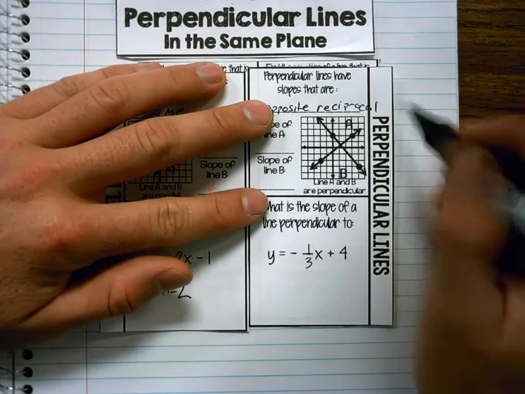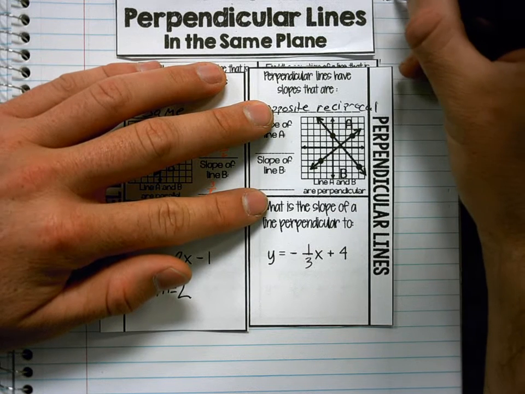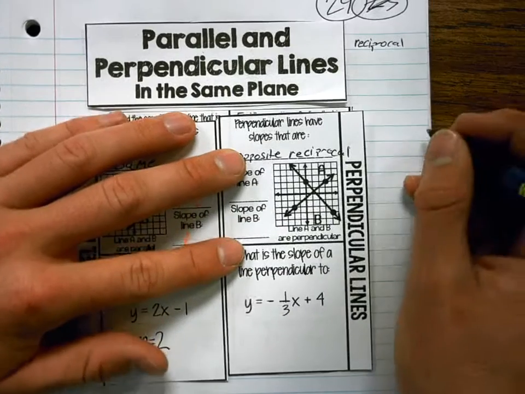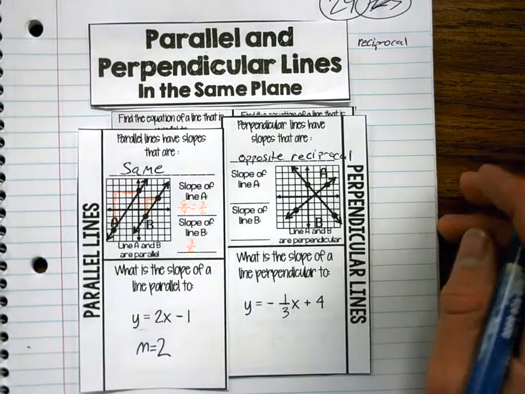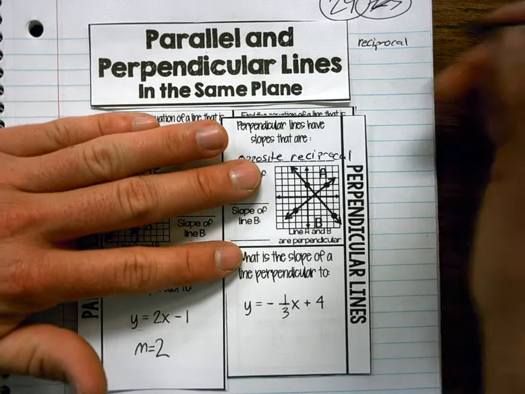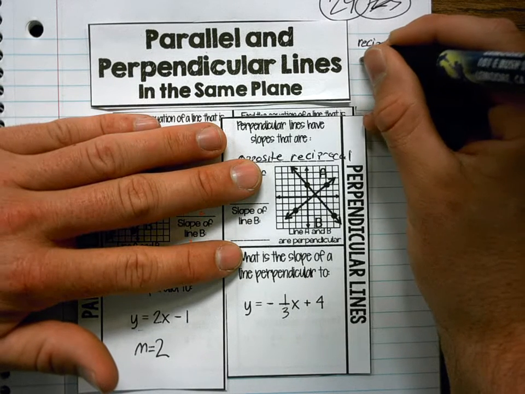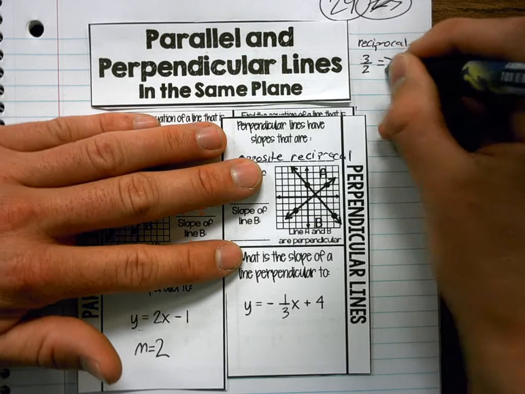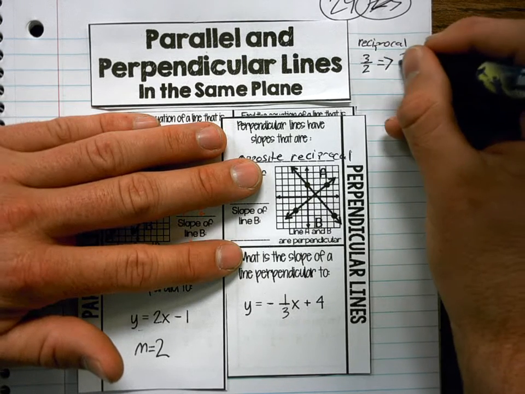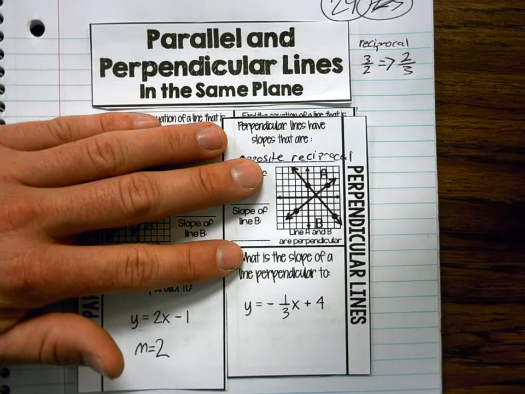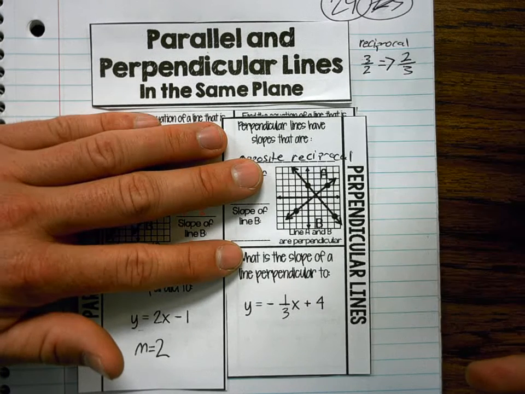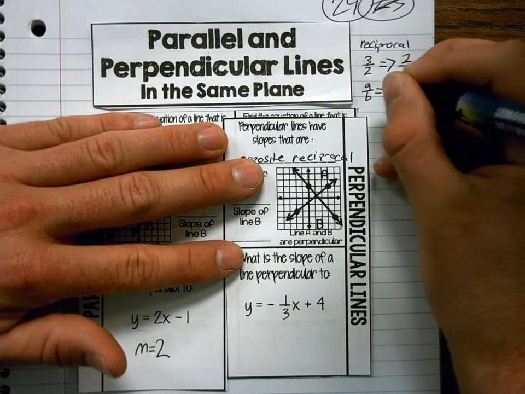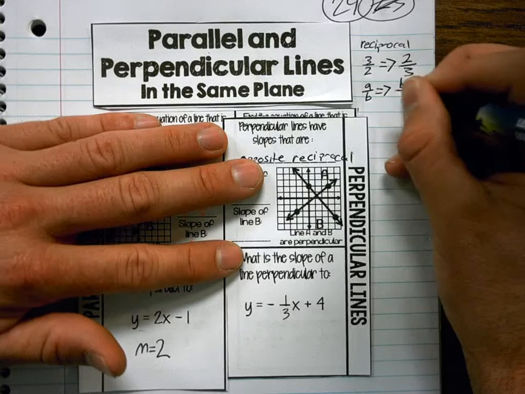Okay, side note, right up here, reciprocal. We're going to go over what that means. Let's say I have a fraction, and that fraction is 3 over 2. The reciprocal of 3 over 2 is 2 over 3. You flip the numbers. Another example, if my fraction is a over b, the reciprocal would be b over a.